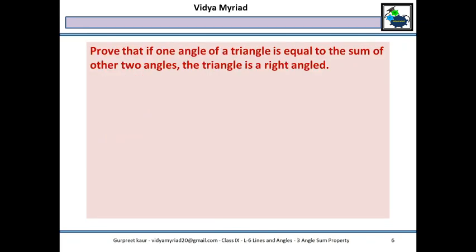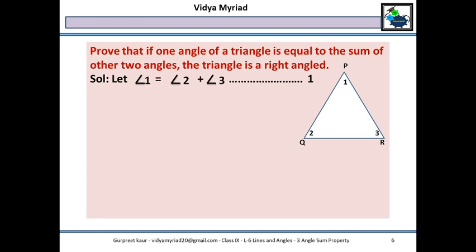Another example: prove that if one angle of a triangle is equal to the sum of the other two angles, the triangle is right-angled. Okay, let's see the diagram. It's a simple triangle I have made, but we need to prove that this triangle is a right-angled triangle. So let angle 1 be equal to angle 2 plus angle 3. This is given to you.